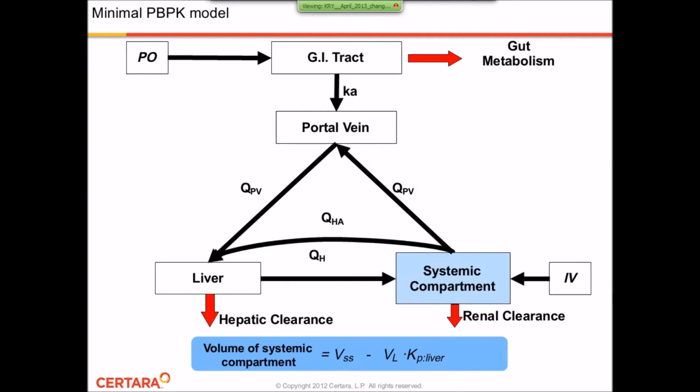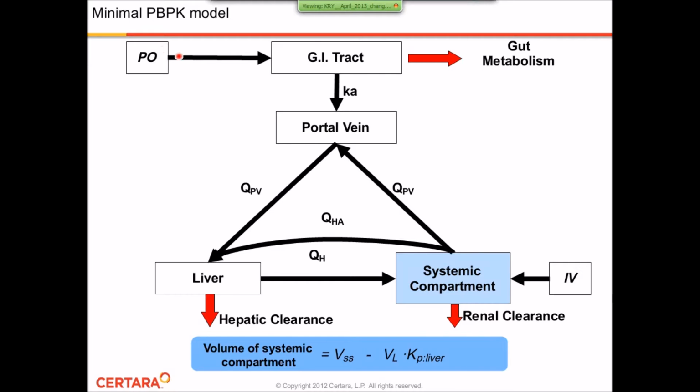So when we're doing model development, there are a number of models that we can use and that have been published in the literature. The first one that I'm going to describe here is a minimal PBPK model. This is generally used when we're focusing on drugs that have a low volume of distribution and aren't extensively distributed into tissues. And what we've got are three compartments. We've got the portal vein, we've got the liver, and we've got the systemic compartment.